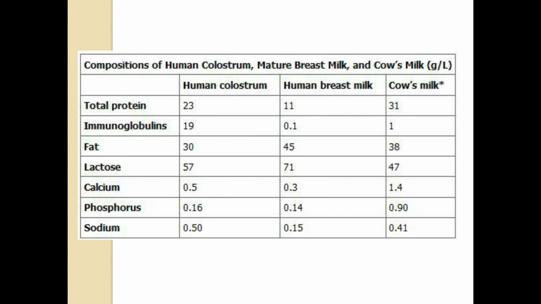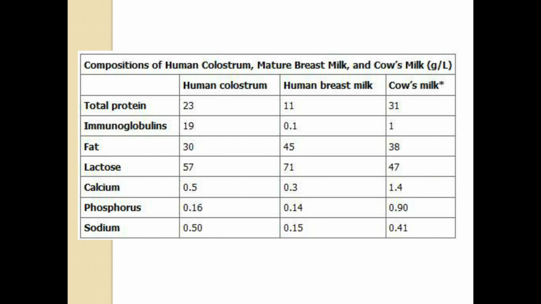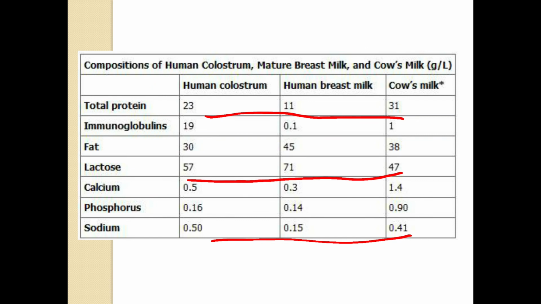So here is the comparison of human colostrum, mature breast milk and cow's milk. When you compare, you can see human milk has more sugar, less protein and less salt. But although the protein is less, the proteins in human milk are more suitable for human infants, human newborns, and produce less allergy. It can be easily digested and absorbed. So quality wise, human breast milk proteins are superior to cow's milk.